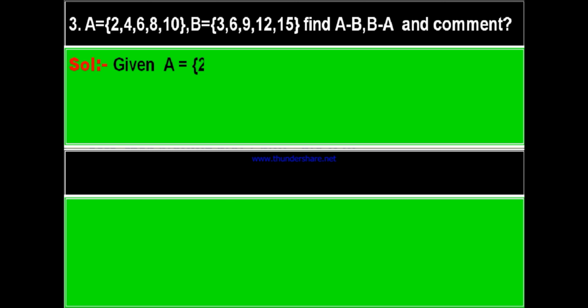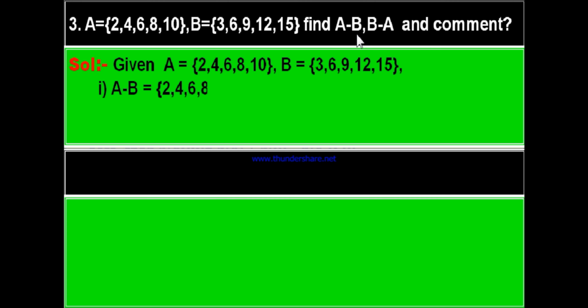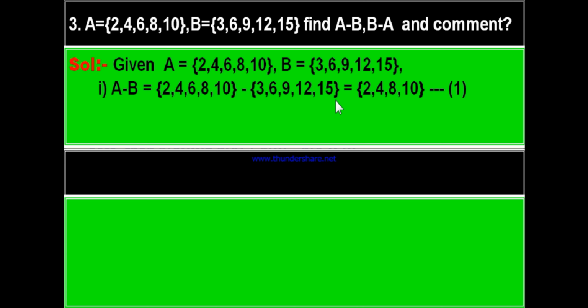Here is the solution. We have given both the sets. Write the first set. A is equal to set 2, 4, 6, 8, 10. And write the second set. B is equal to 3, 6, 9, 12 and 15. We wrote both the sets. Now let us find A minus B. A minus B is equal to, write the first set A. Set 2, 4, 6, 8, 10 minus B means set 3, 6, 9, 12 and 15.